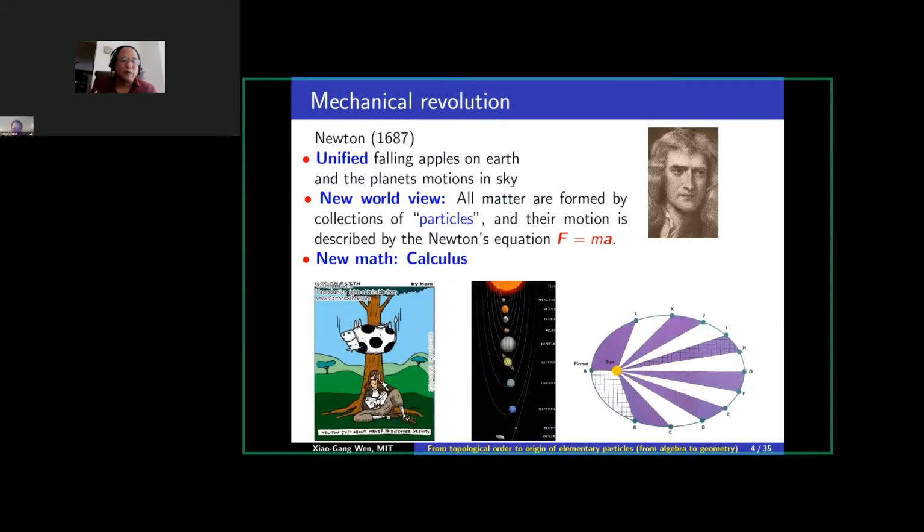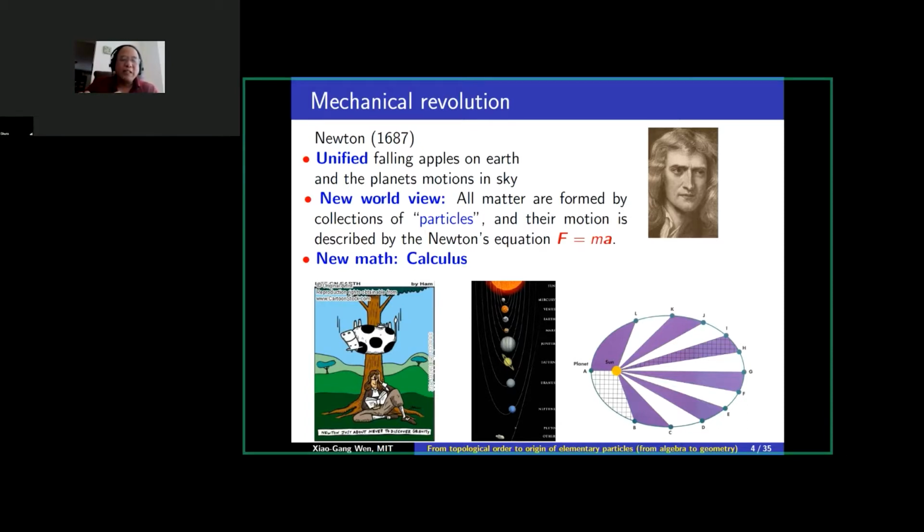The first revolution we can say is a mechanical revolution. It unified the phenomena of falling apples and planet motion in the sky. Falling objects on Earth and planet motion in the sky seem very different, but actually they are the same kind of mechanical motion. At that time, our worldview was that all matter is formed by particles, and each particle satisfies Newton's equation. From this, we feel that we understand everything via this particle point of view.